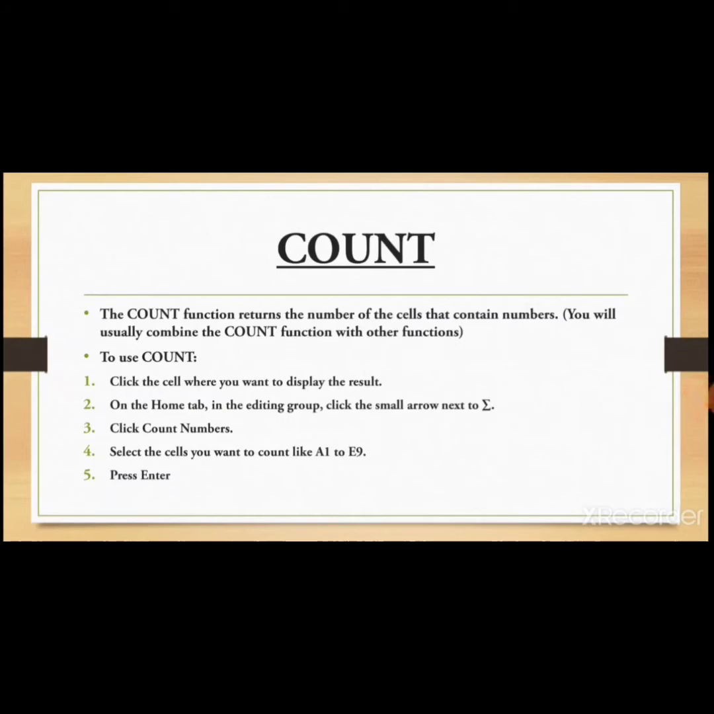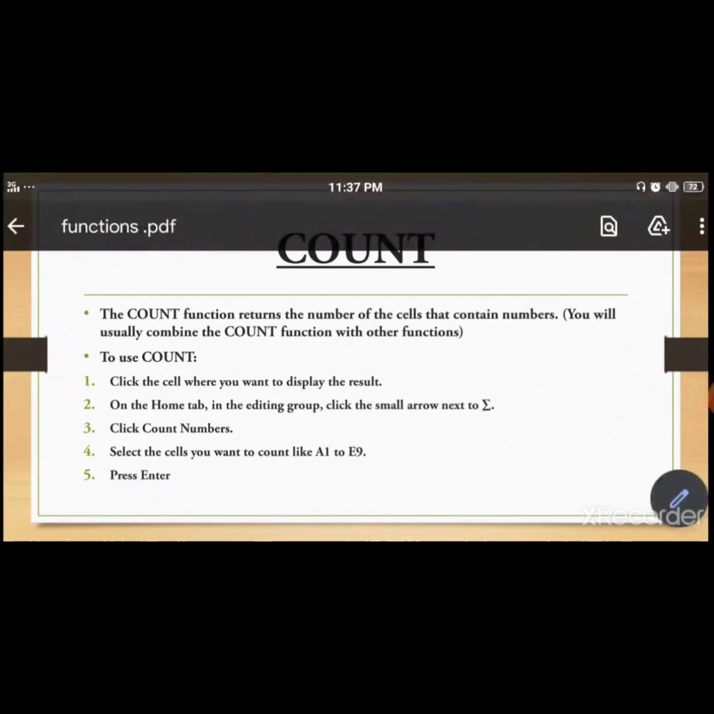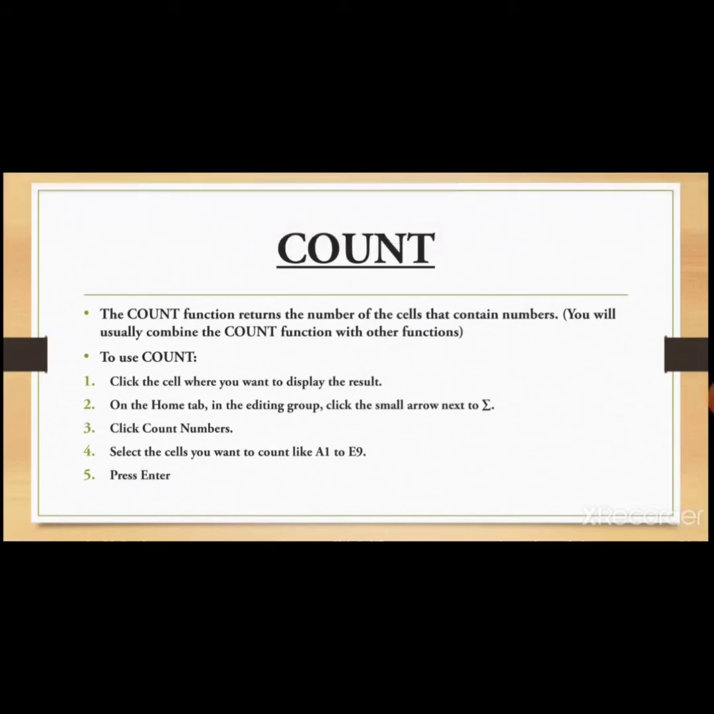Step number 1. Click the cell where you want to display the result. Step number 2. On the Home tab in the Editing group, click the small arrow next to AutoSum. Step number 3. Click Count Numbers. Select the cells you want to count, like A1 to E9. Now press Enter. After pressing Enter, the result will be displayed showing how many numbers are present in the cells from A1 to E9.